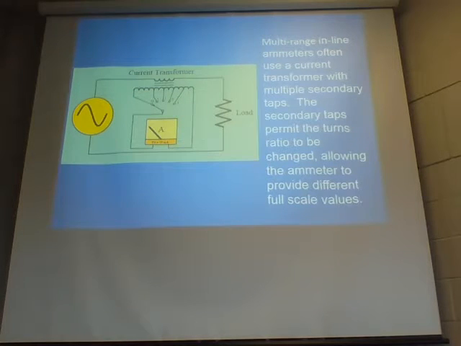Multi-range inline ammeters often use a current transformer with multiple secondary taps. So this ammeter here is similar to the one that you would connect in the lab workstation. We've got 0.5, 2.5, 8 amp ranges on it.